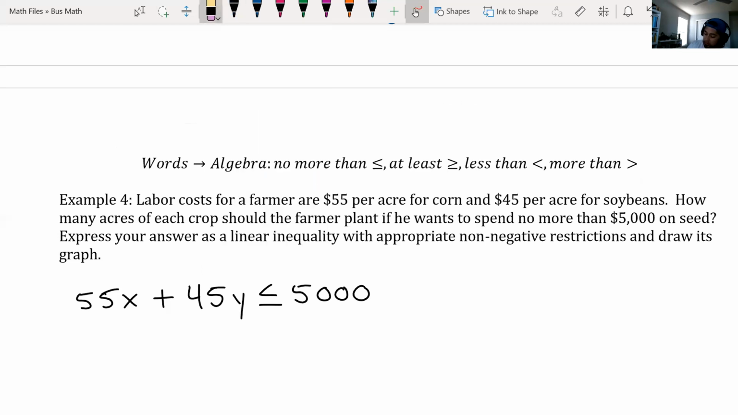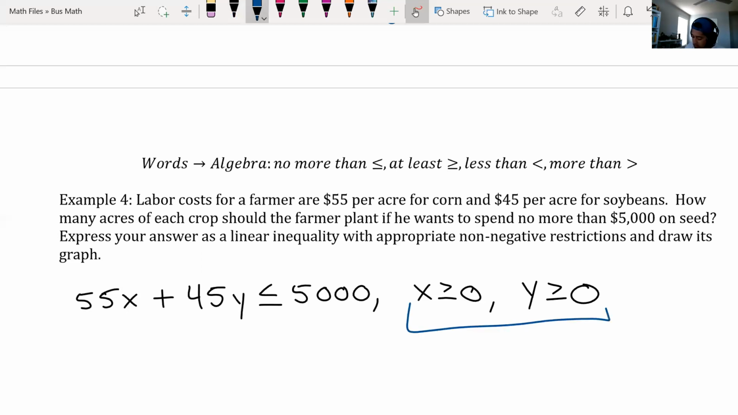And now this wants the non-negative restrictions. So our non-negative restrictions are going to be the same ones that we saw in the above problem. Non-negative restrictions means that all values of X will be greater than or equal to 0, and all values of Y will be greater than or equal to 0. So these are called the non-negative restrictions.